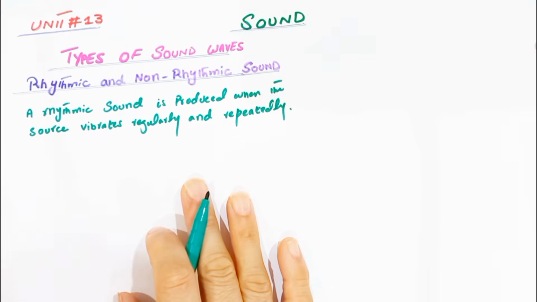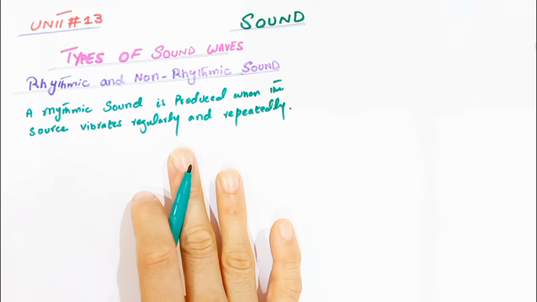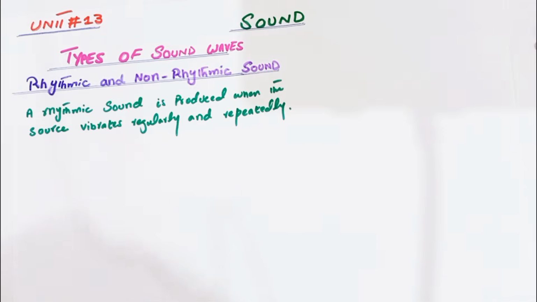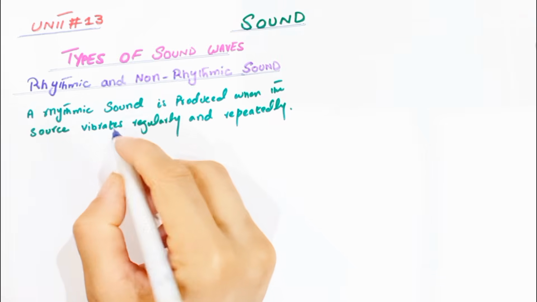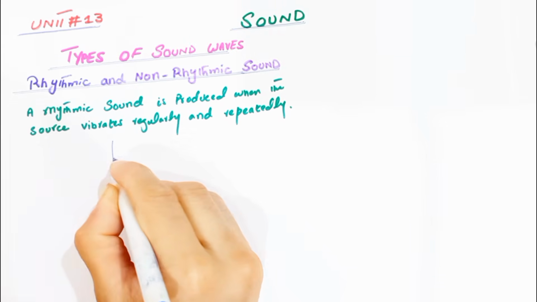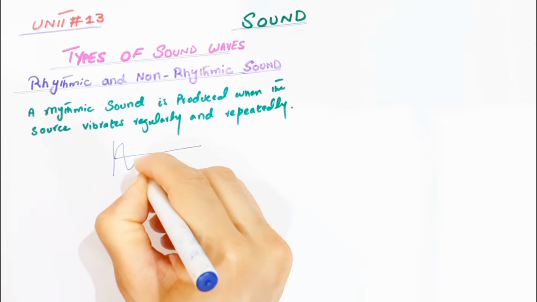What is a rhythmic sound? A rhythmic sound is produced when the source vibrates regularly and repeatedly. The vibrations occur at equal intervals. Here we draw the diagram of the waves that are produced by the rhythmic sound.